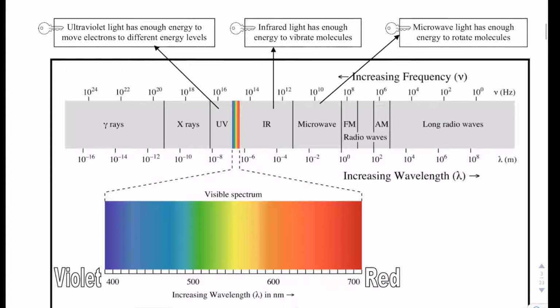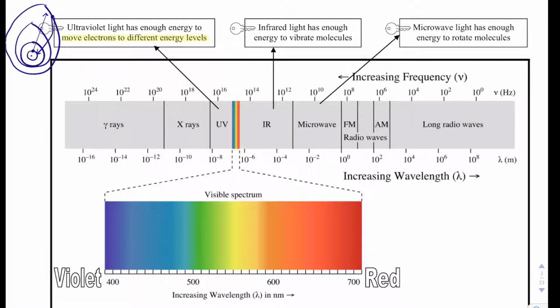Okay. So if you're in AP Chemistry, the College Board wants you to know that ultraviolet light, very high energy, has enough energy that it could move electrons to different energy levels. So let's say we have our nucleus and we have an electron in the first energy level. If we zap it with enough energy, it could maybe move up to the fourth energy level, and then eventually it will come back down.